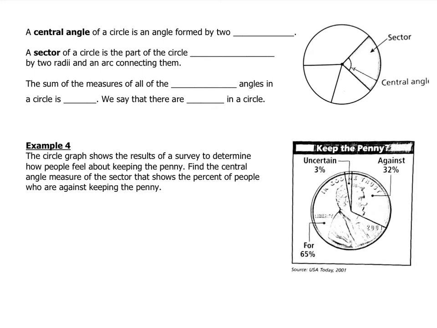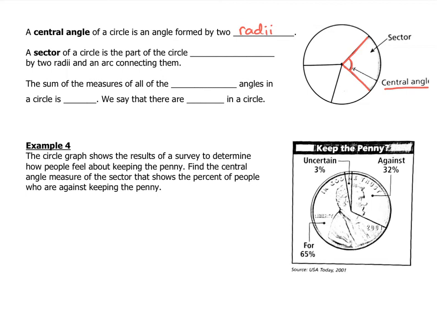A central angle of a circle is an angle that is formed by two radii. So, for example, in this diagram, notice there is a radius here and a radius here. The angle formed by these two radii is what's called a central angle of the circle.